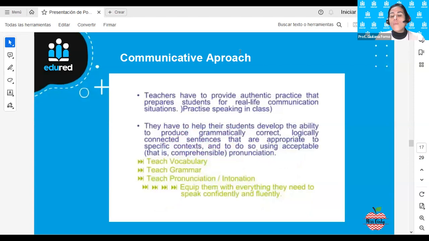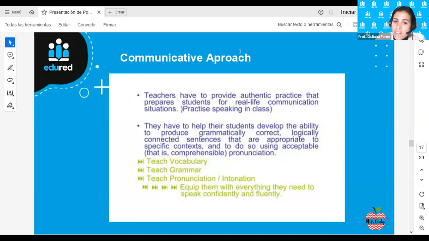Now, communicative approach. As we said, the best way that we have for teaching English is speaking. And they are going to be more comfortable learning if they try or start speaking. What is the weather like? Yes, very good, Nancy. Thank you. Teachers have to provide authentic practice that prepares students for real life communication situations. As I said, it doesn't matter if I teach you how to buy a chocolate if you're not going to be able to buy it.